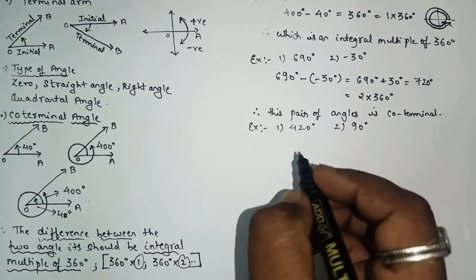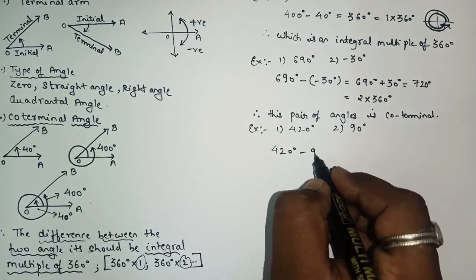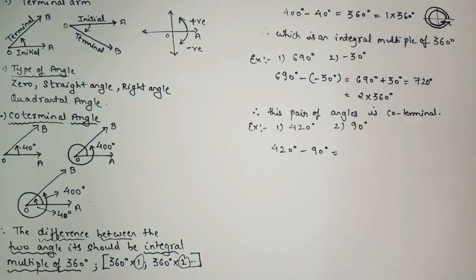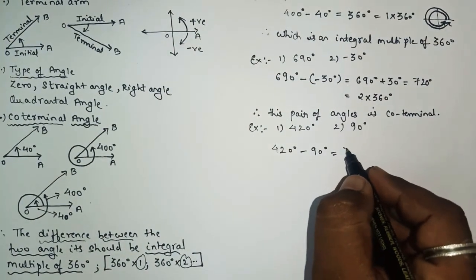Let's move on to the third example. Let's see the difference between these two angles. So 420 minus 90 is what? 330.